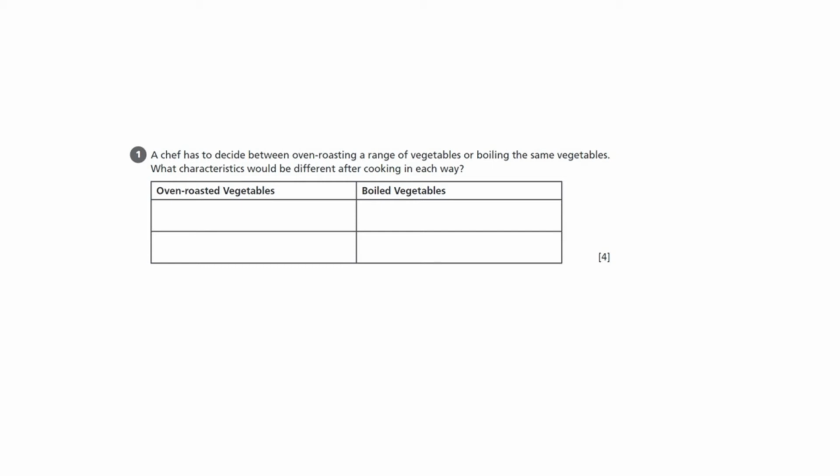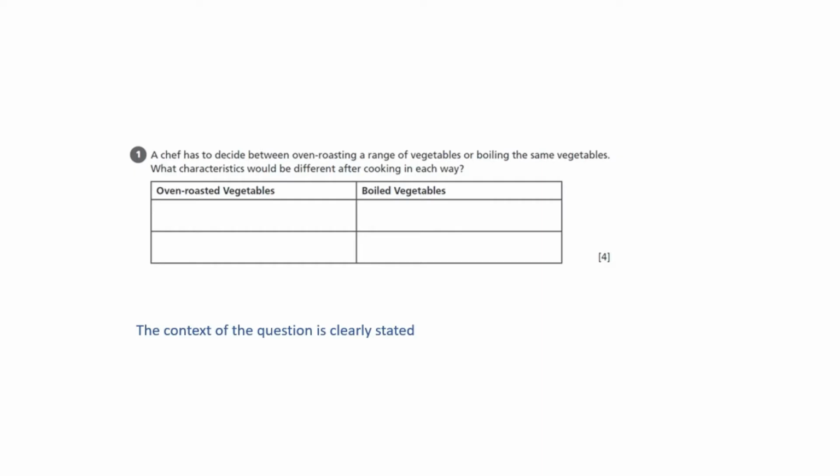In this 4-mark question, you're asked to respond to a problem. A chef has to decide between oven roasting a range of vegetables or boiling the same vegetables. Reading that carefully is important so that you then understand the question that follows. What characteristics would be different after cooking in each way?